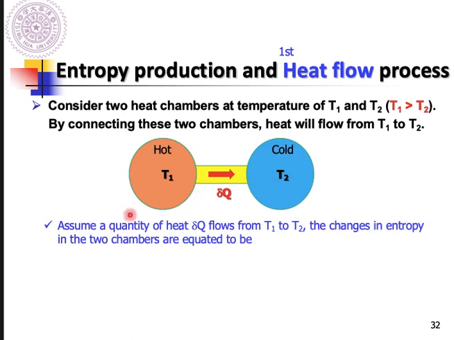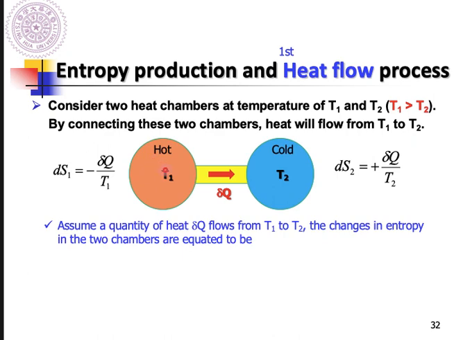Okay, so in order to know the entropy production in this whole system, you first need to calculate the entropy change, right? Which law comes to your mind? That will be the second law of thermodynamics, right? The second law tells you that the entropy change in chamber 1 equals what?